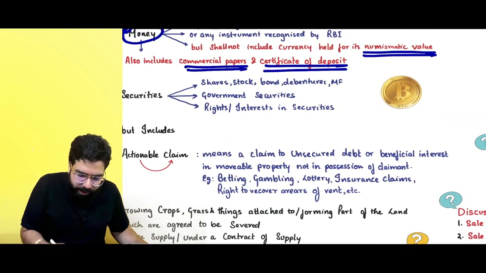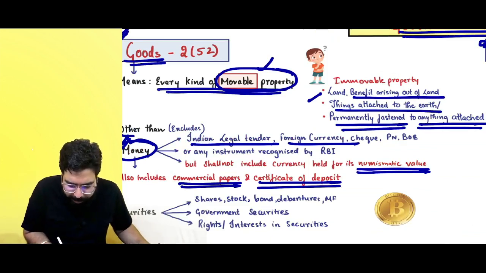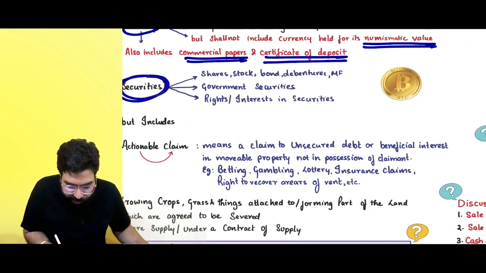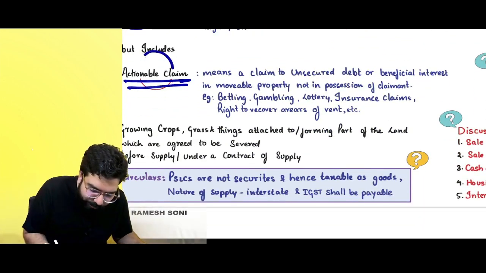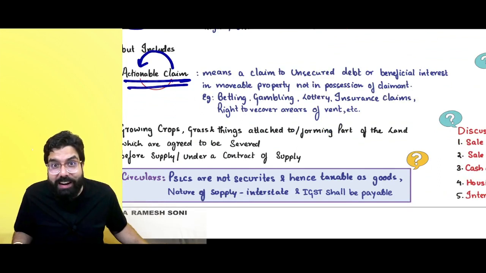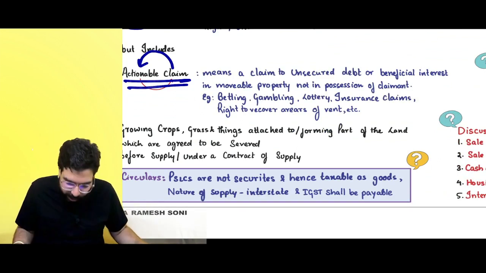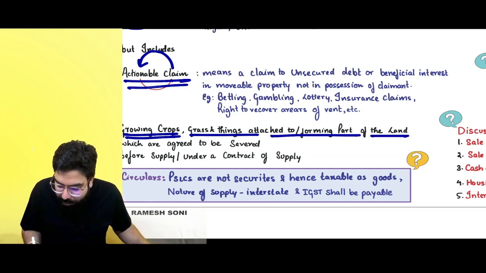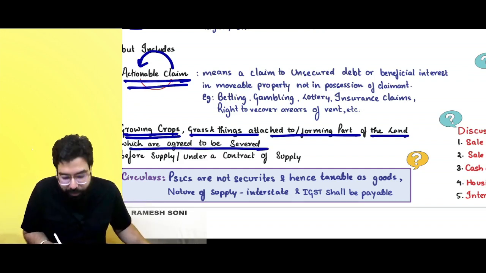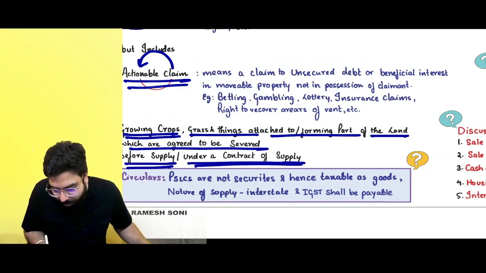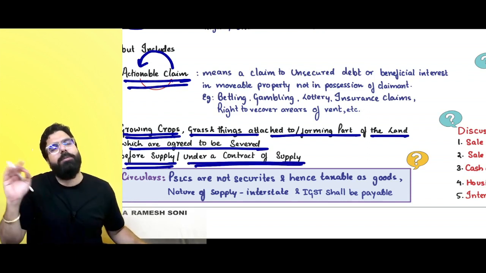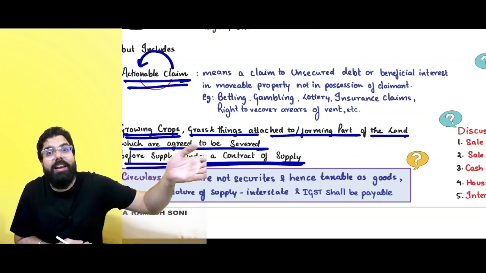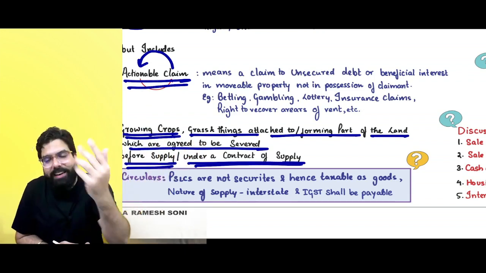Next, goods means every kind of movable property other than money and securities, but includes actionable claim. Any claim for which you have to take action in a court of law is known as an actionable claim. Also included are growing crops, grass, and things attached to or forming part of the land which are agreed to be severed before supply or under a contract of supply. So if growing crops or standing trees are there, and you agree to cut them and sell, they become movable and will be goods.